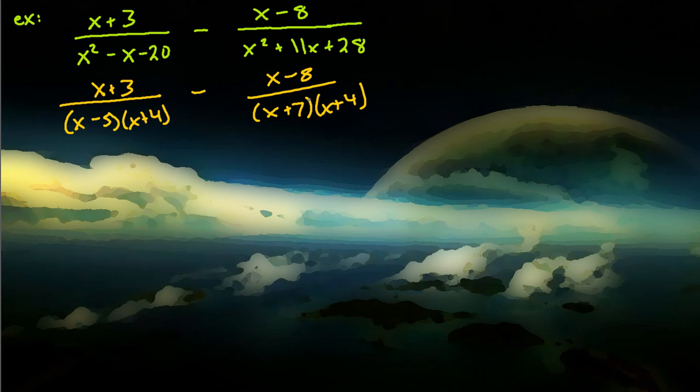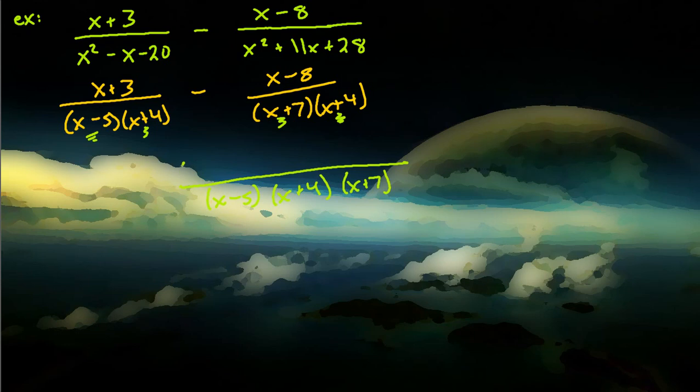Okay, so now we think, what's our common denominator? I'm going to switch colors so that it looks a little bit better down here. We have an x minus 5. All right, x minus 5. Good. We have an x plus 4. So x plus 4. Have an x plus 7. X plus 7. And an x plus 4, but I already have it, so I don't need it again.